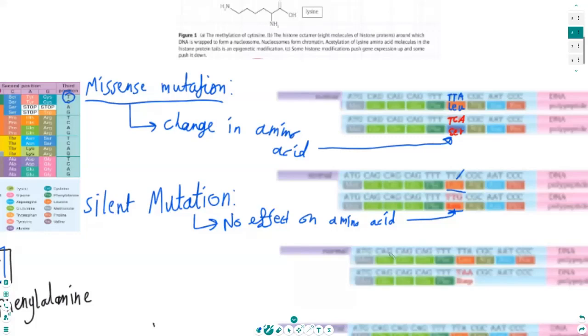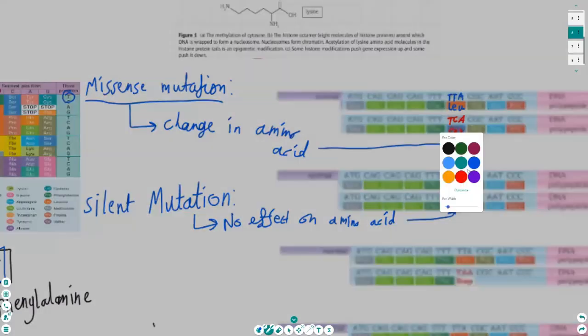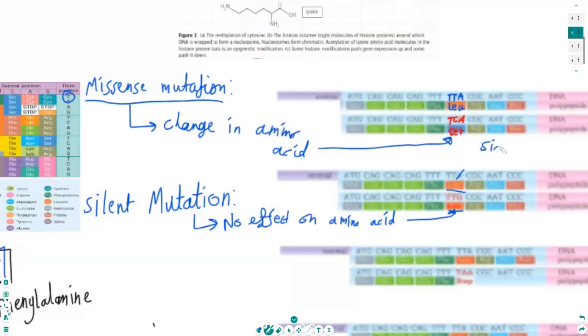So an example of this would be sickle cell anemia. Sickle cell anemia is a brilliant example of this, where there's a mutation in the gene that codes for one of the globin proteins, one of the polypeptide chains in hemoglobin. So in this one, it's the sixth base triplet of the gene for the beta polypeptide chain.